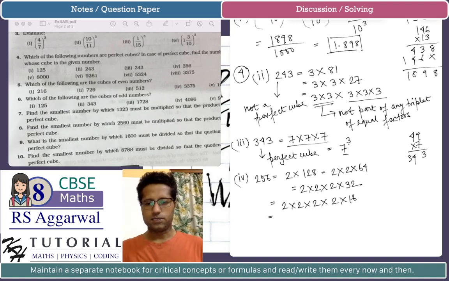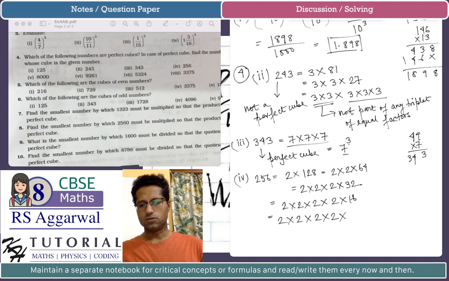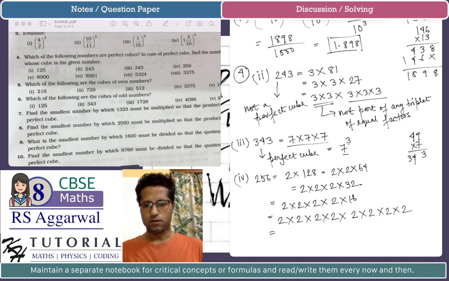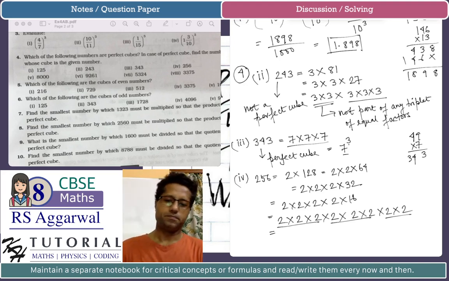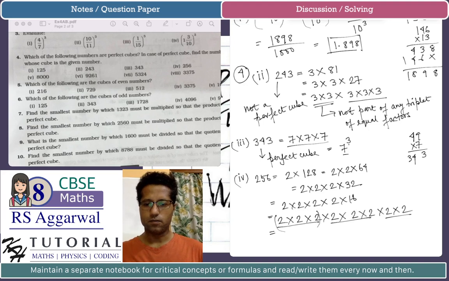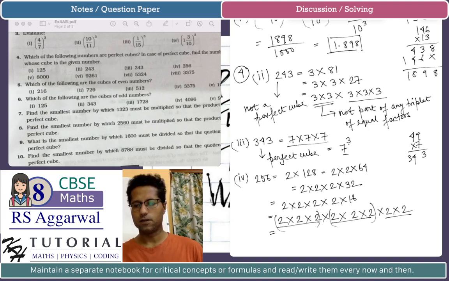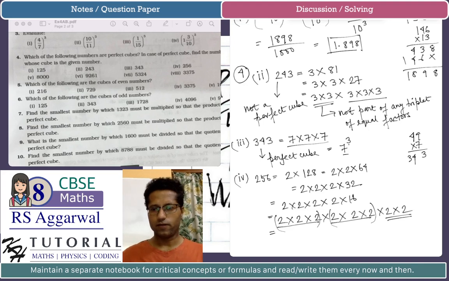And so 16 can be written as, so we have 2 into 2 into 2 into 2, and 16 can be written as 4 square. So we will have 4 is 2 into 2 into 2 into 2. So we have to find whether we can form the triplets. So this is one triplet. This is another triplet, and we see that two triplets are formed, but two factors, that is two twos, are left behind, which is not part of any triplet.